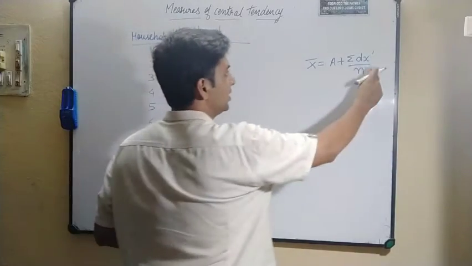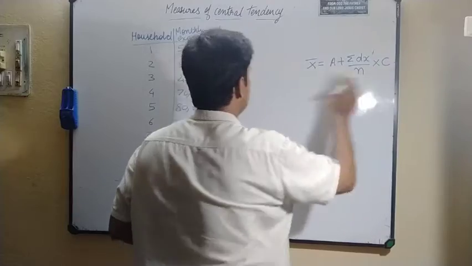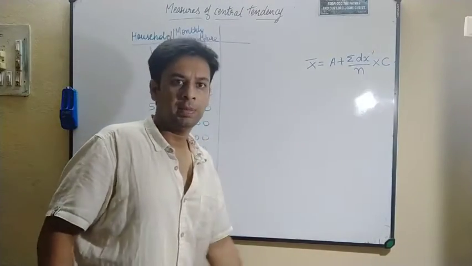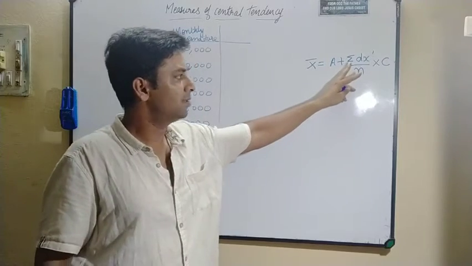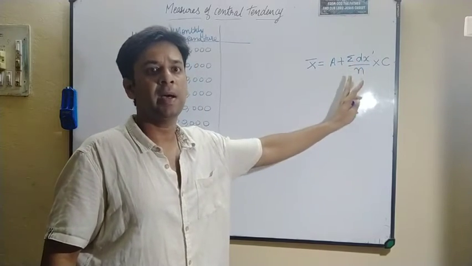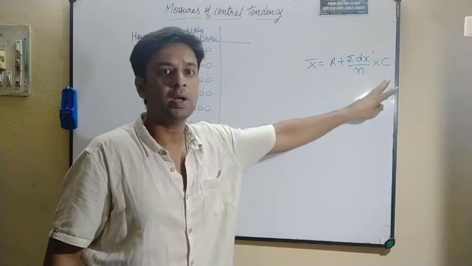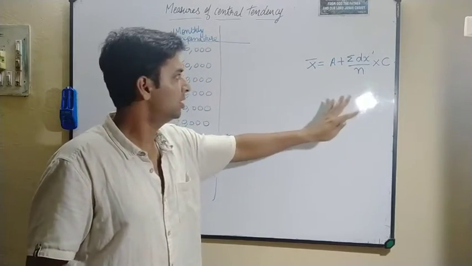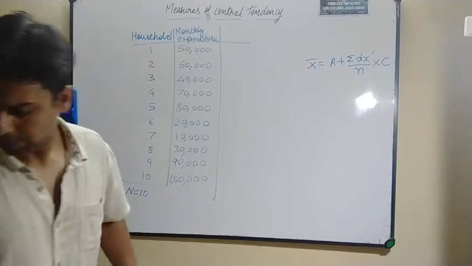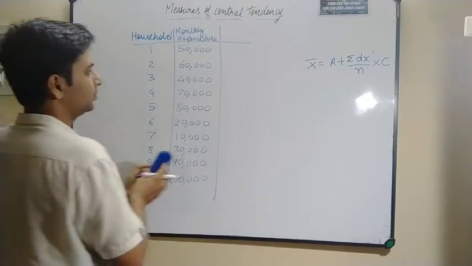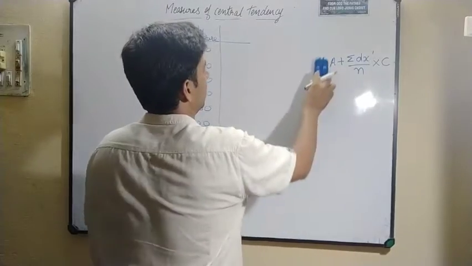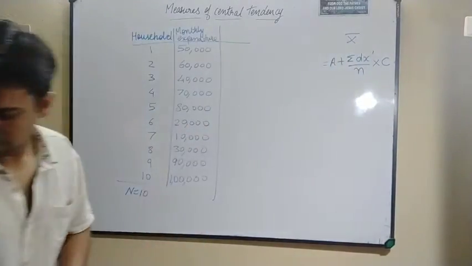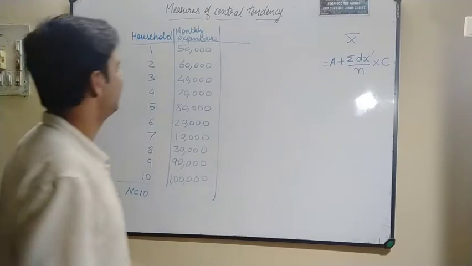After this, the common factor which we are going to take later on in this numerical will be multiplied. So a plus summation of dx dash divided by n into c. C is the common factor of all these values. Later on we are going to use this formula. So as of now we can just remember this formula, x bar, I am writing over there. It doesn't matter, you will understand.